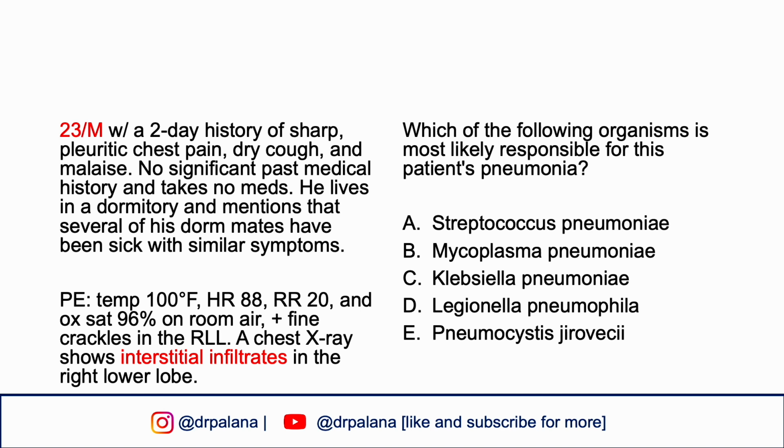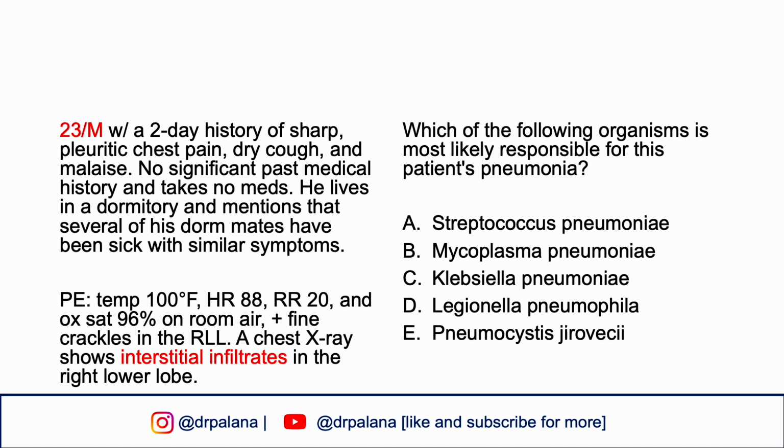Auscultation of the chest reveals fine crackles in the right lower lobe. A chest X-ray shows interstitial infiltrates. Which of the following organisms is the most likely responsible for this patient's pneumonia? Strep pneumoniae, Mycoplasma, Klebsiella, Legionella, or Pneumocystis? The right answer is Mycoplasma pneumoniae.